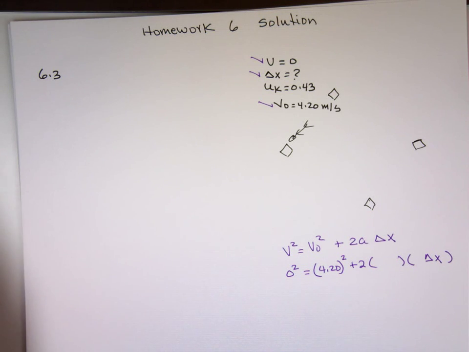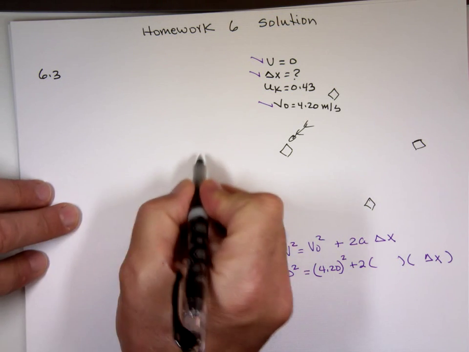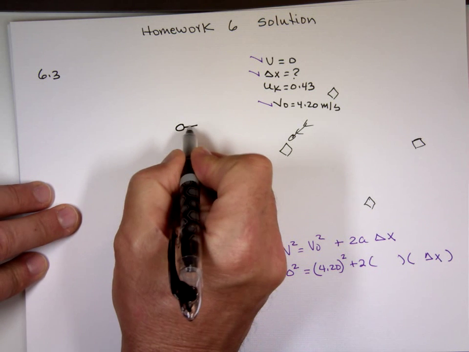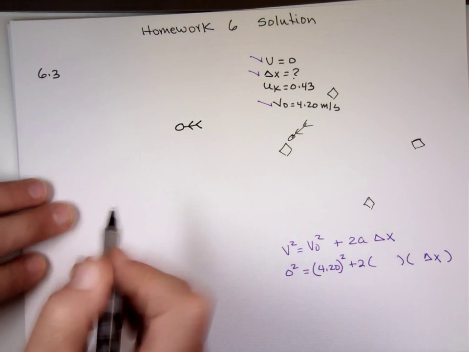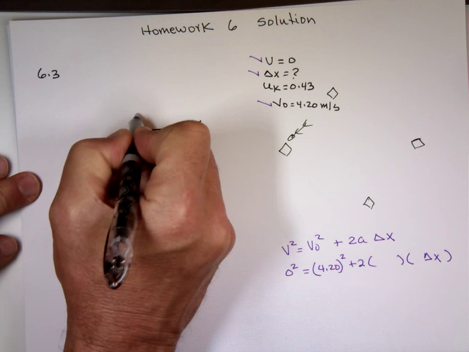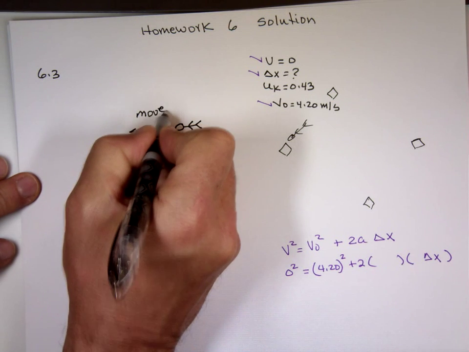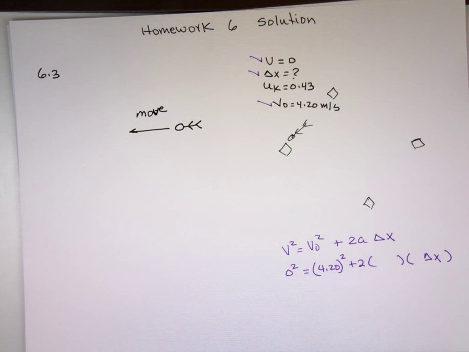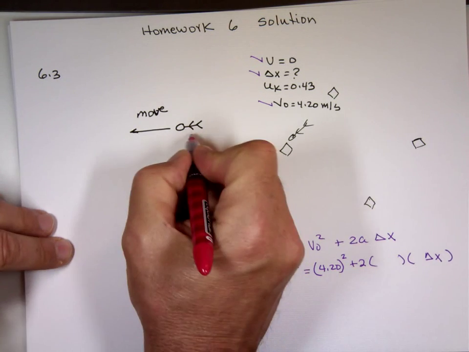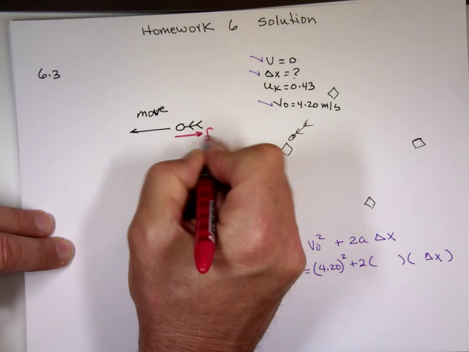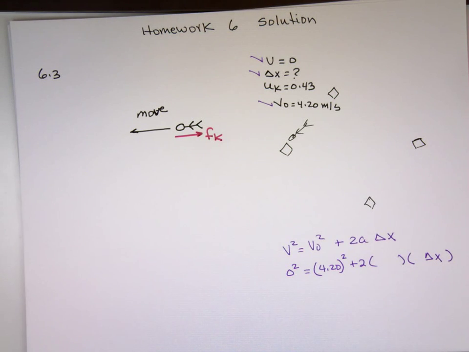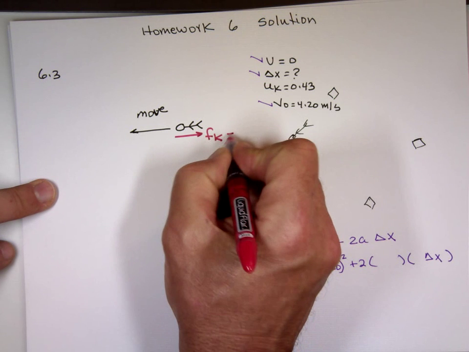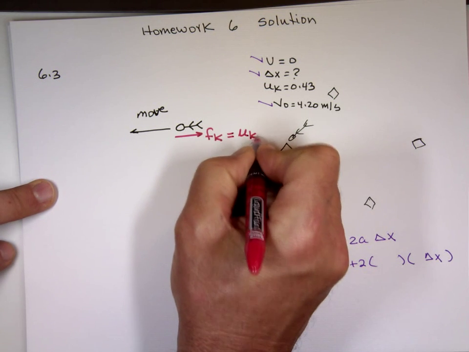So let's see what's happening. The person is moving this way. He's sliding this way, right? That's the direction he's moving. Then there is a friction force pointing which direction? Backward. And the friction force Fk equals what? Mu k times the normal.